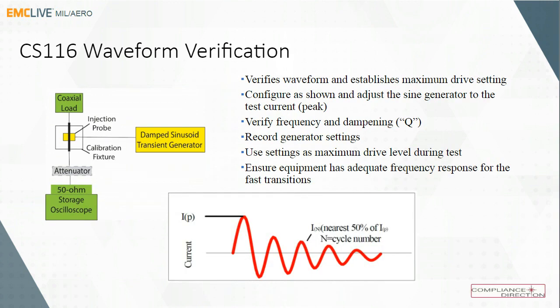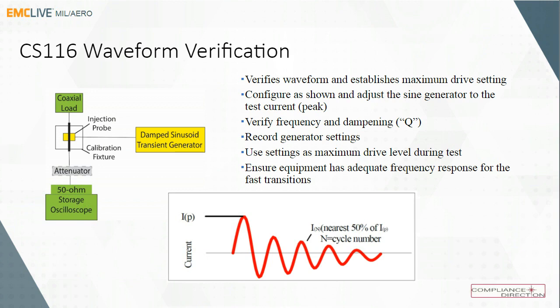CS116 is very similar to CS115, except we go into a damped sine generator to produce the waveforms. Again, the calibration verifies the waveform parameters and establishes a maximum drive setting. Unlike CS115, the waveform peak current is there, but we do not necessarily allow higher levels to be applied because the circuit impedance is low during test. So this is used with the maximum.